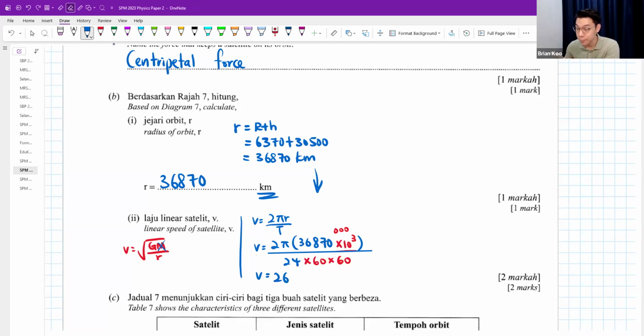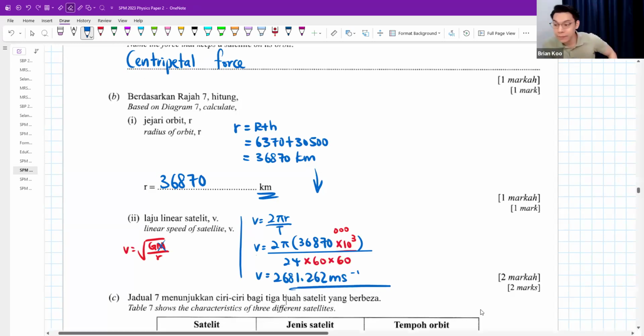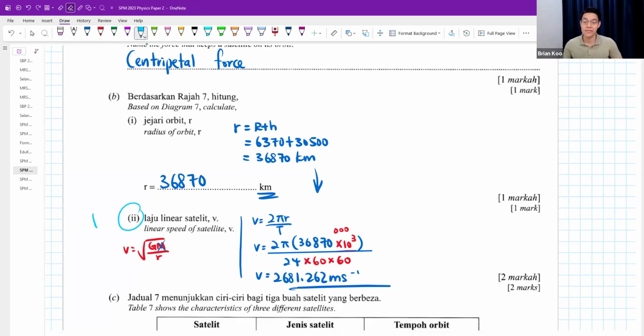This is what I got. Okay. We do 3 decimal. Okay, can. So quite key about this one actually. Then we move on to part C.